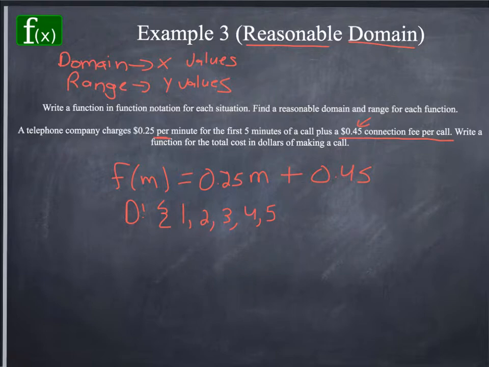Now, why wouldn't 6 be a reasonable domain? Why would I stop at 5? Well, I would stop at 5 because of the context of this problem. It says that this is a charge that they're going to charge you for the first 5 minutes. After the first 5 minutes, the charge is going to be different. We don't know what it is. They don't tell us that, but it's going to be different.